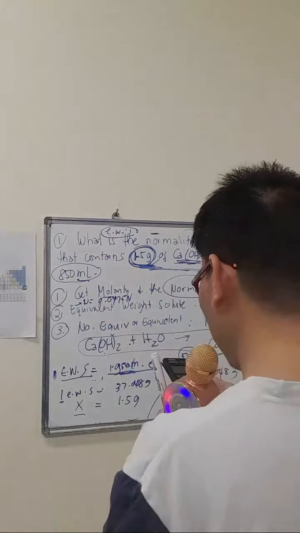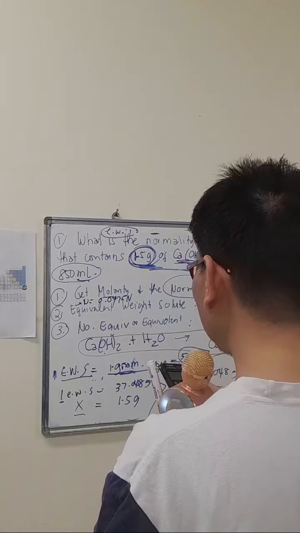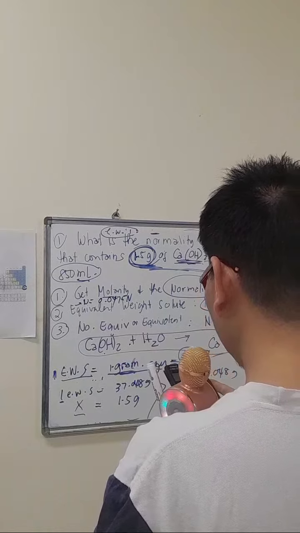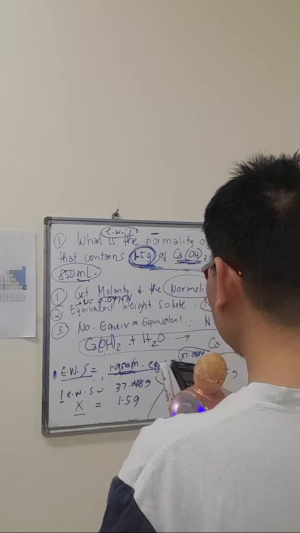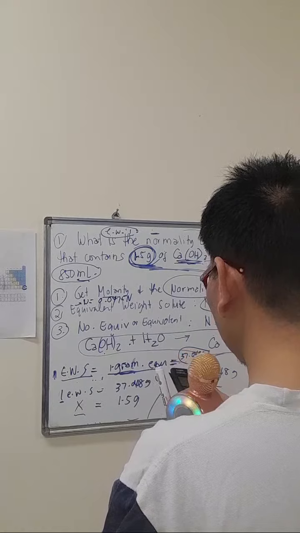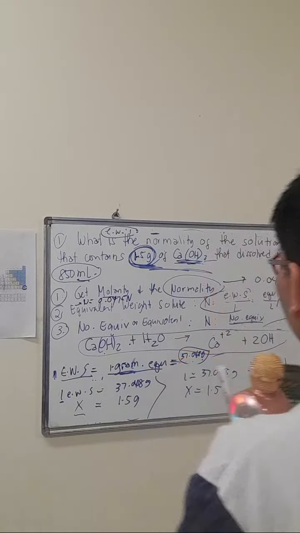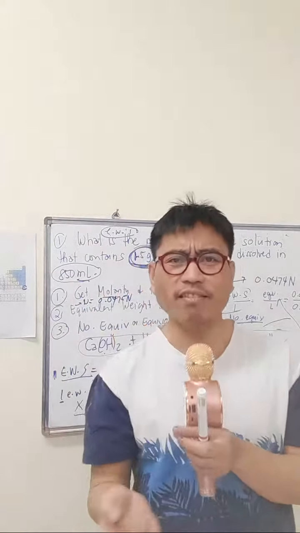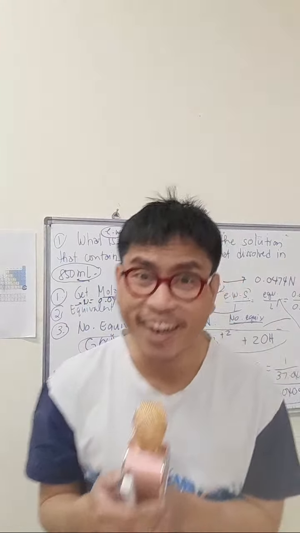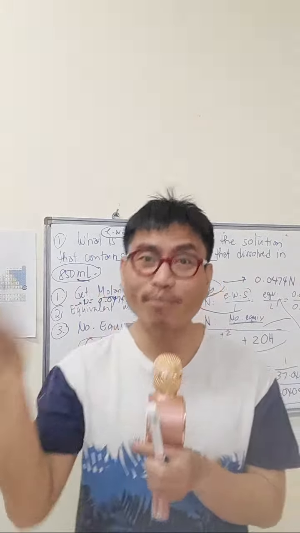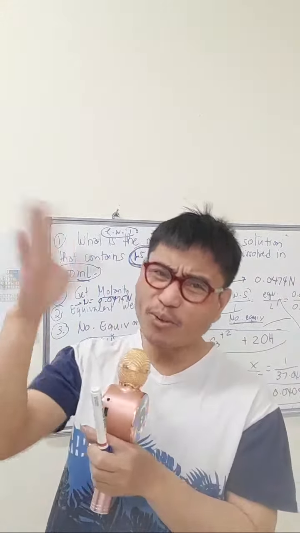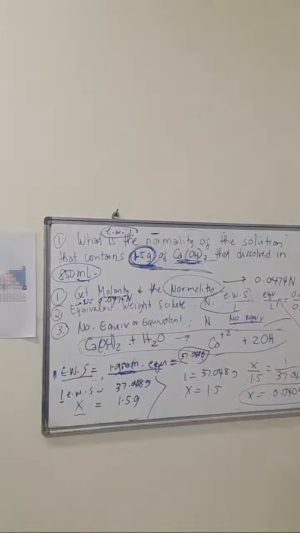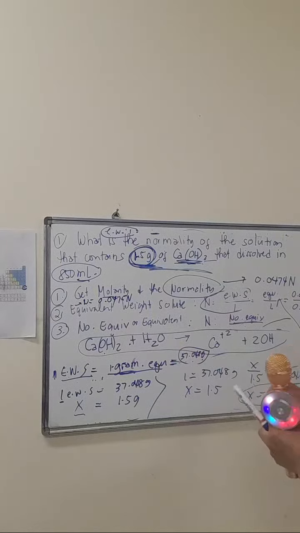So 0.0475 minus 0.0474, divided by 0.0475, times 100. Oh my gosh! Only 0.2% is the difference. Acceptable, right? It's tolerable. Usually the tolerance is plus or minus 1, but this is lesser. It's okay. So we go to version number 3.